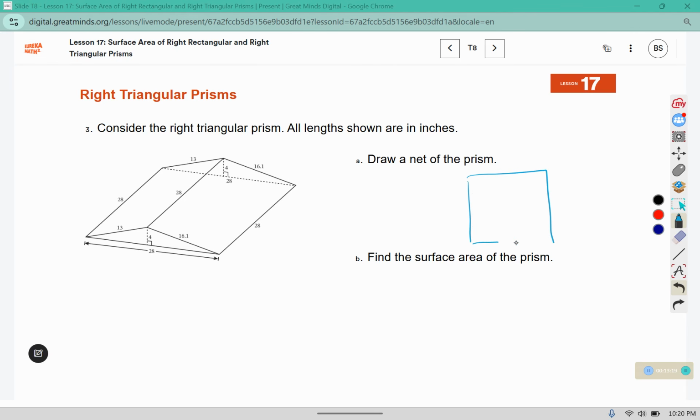We have a big bottom piece, which is 28 by 28. Then we have a right side, which is 28 by 16.1. And a big left side, which is 28 by 13. Then I have 2 small triangles coming off of the bottom piece, which have a height of 4.